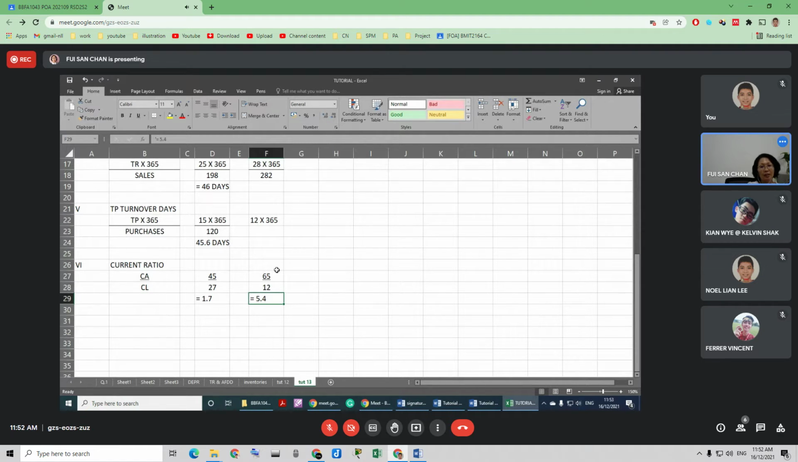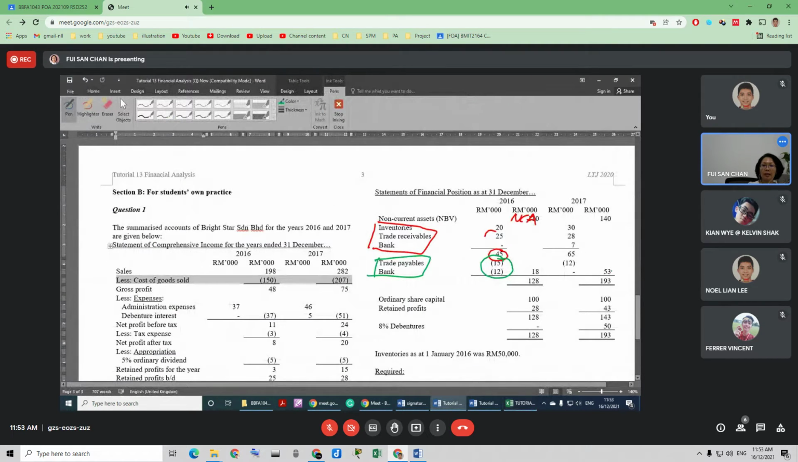When you say 5.4, how do you get 5.4? Because current asset is very high. Let's study the number. Wow, inventory got 30,000, trade receivable got 28,000, bank got 7,000. Actually, for current ratio, ideally it is 2 to 1. As long as you meet 2 to 1 is good enough.